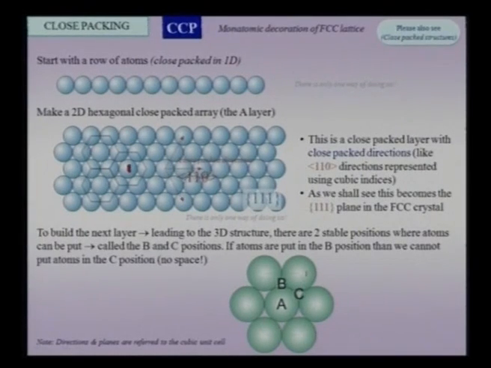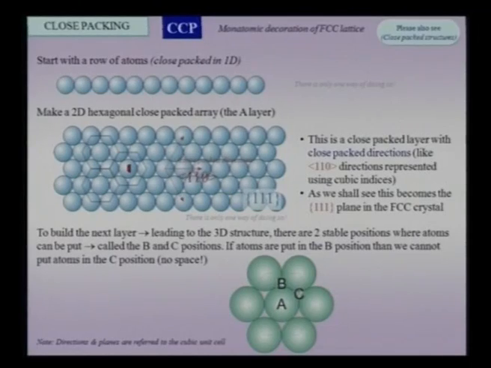Now suppose I start putting atoms in the B position. Suppose I put a sphere here, then I will not have enough space to put a sphere of the same size in the C position. That means if I have chosen B in the second layer, then I can put one sphere here, one sphere here, and one sphere here, which will all be the B positions. Alternately, I could put a sphere in the second layer in the C position, which means that I cannot put a sphere in the B position. I can put one in the C position here, one here, and one here.